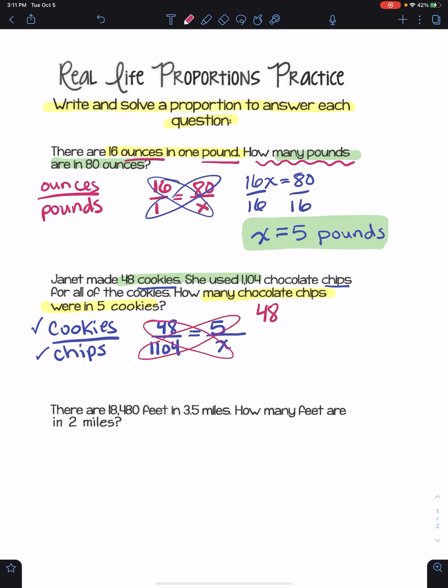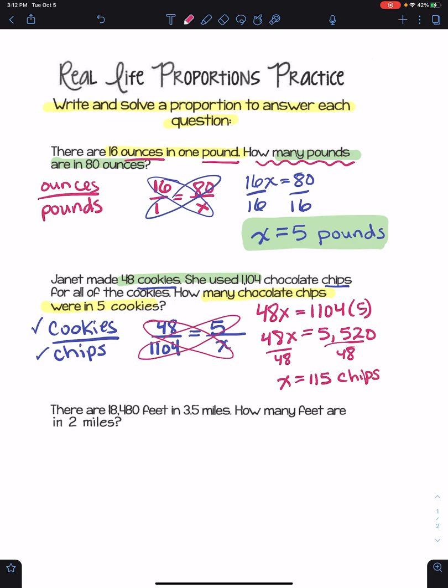I'll do 48 times X equals 1,104 times 5. Again, it's okay to use your calculator for this as long as you're showing me your work. So what I've done so far is how you would show your work. I'm going to put in my calculator 1,104 times 5, and I get 5,520. And then to solve this one-step equation, since X is being multiplied by 48, the opposite is to divide by 48. So 5,520 divided by 48 is 115. So what we just found out is that there are 115 chocolate chips in 5 cookies. Sounds good to me.